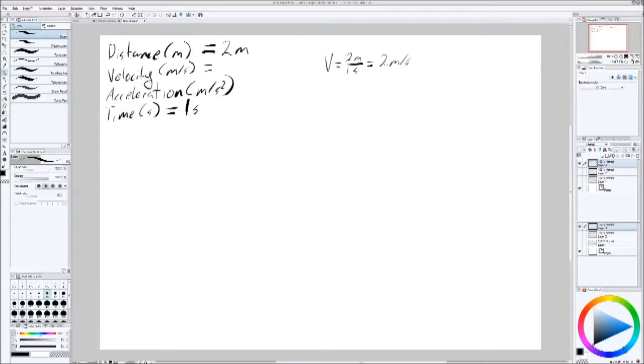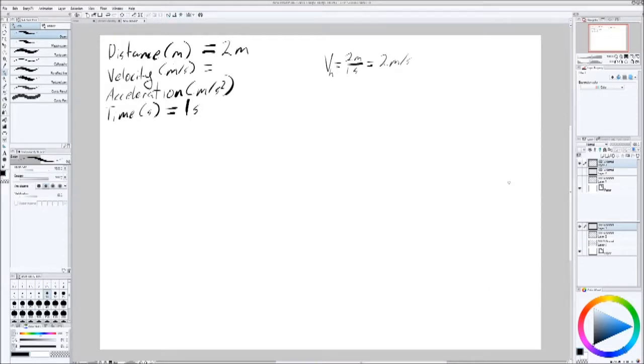Now remember, this velocity is only in that straightforward direction. So what we can do is we can call that horizontal. So v horizontal. The velocity in the horizontal direction.